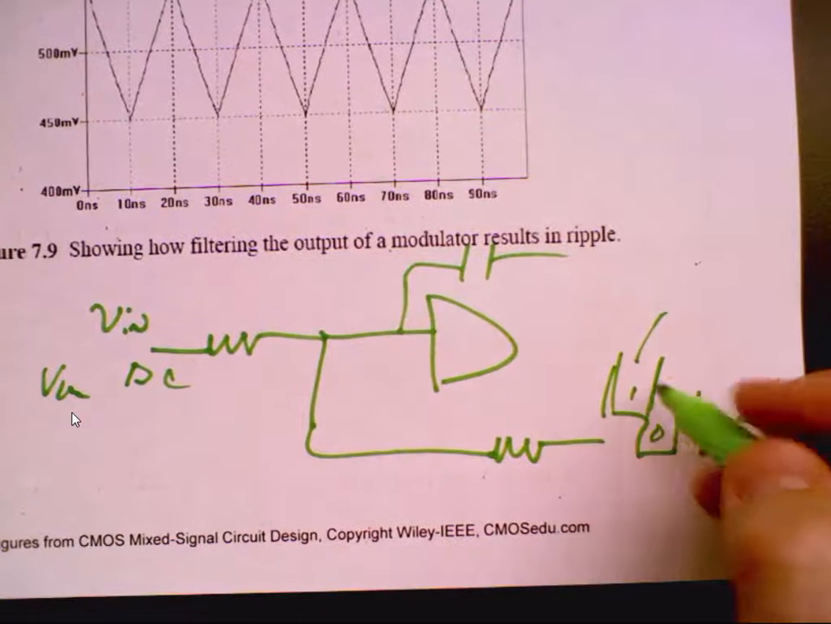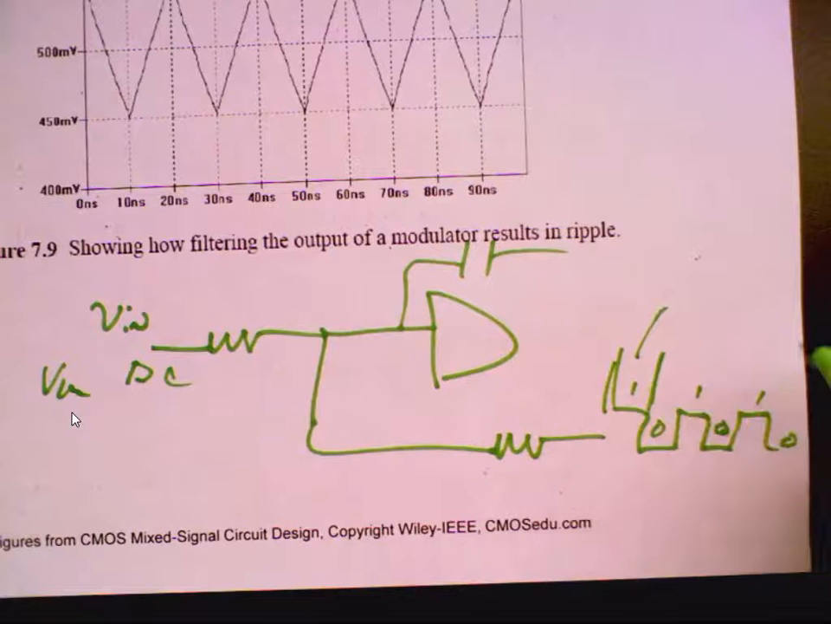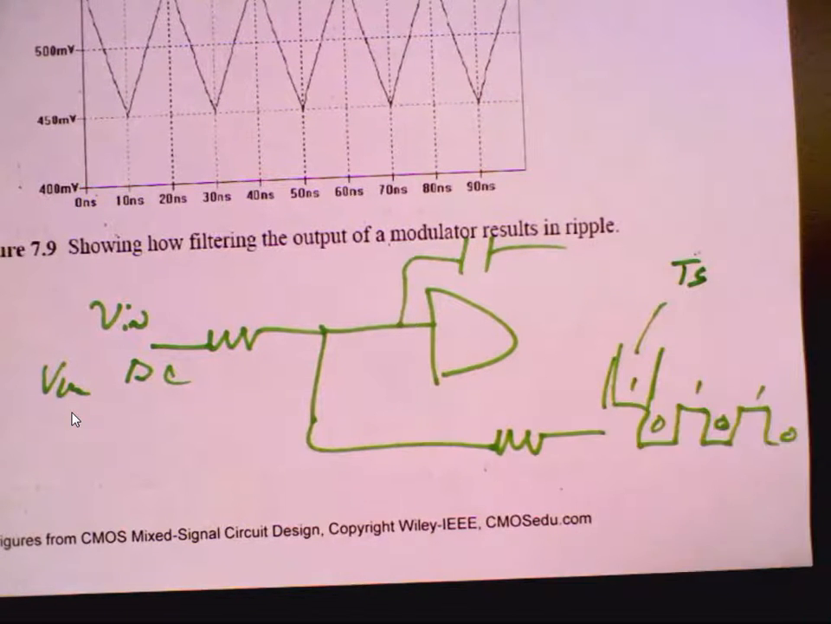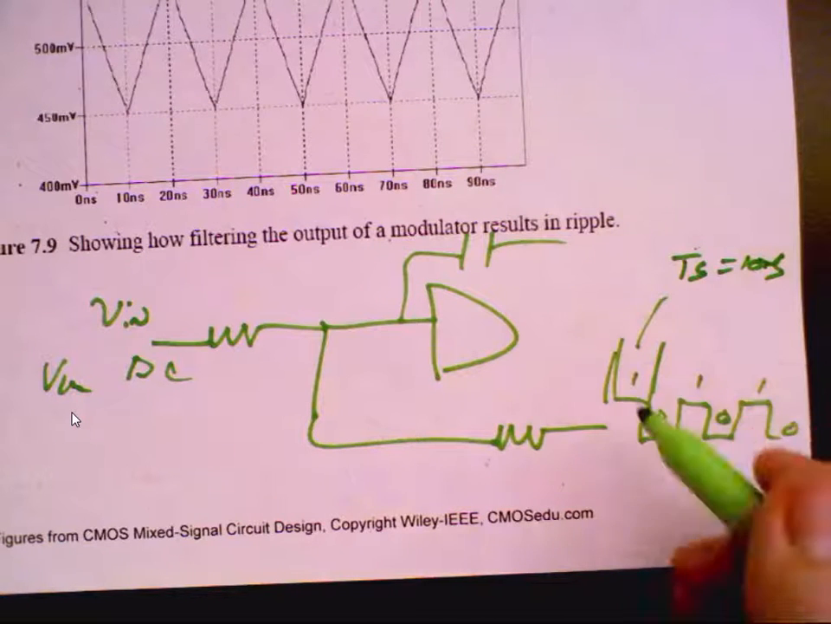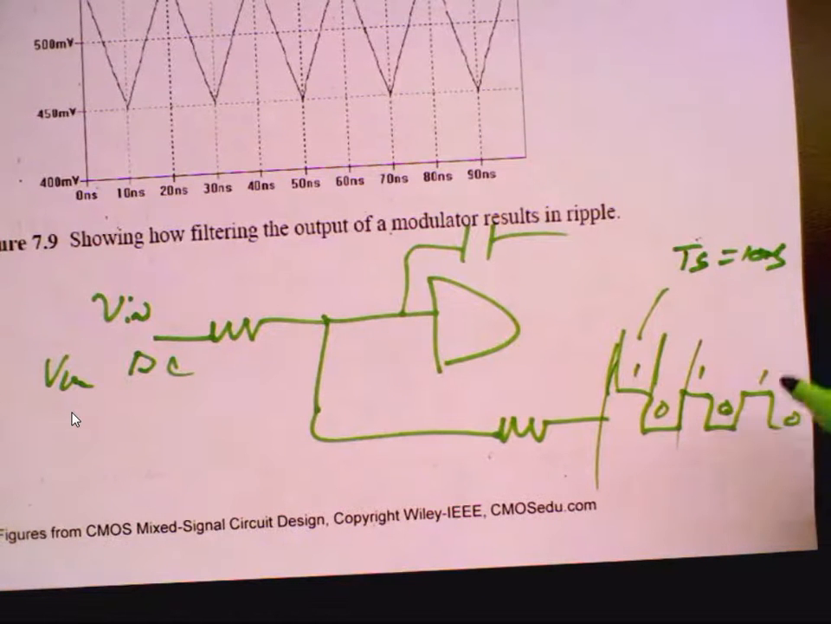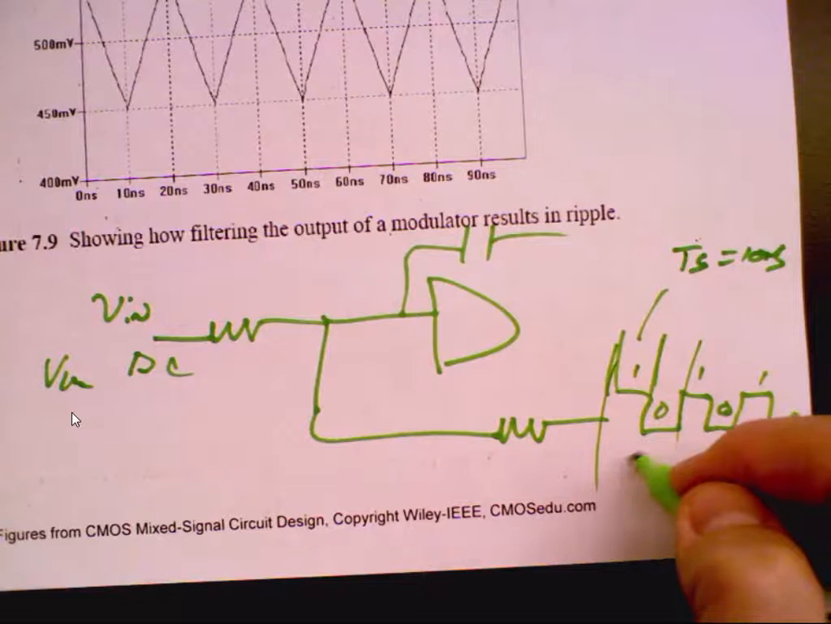Wait a sec, what's the length of the 1? How often are we clocking that comparator? Every TS, right? Does everybody agree with that? So if TS is 10 nanoseconds, and I ask what the fundamental is that I would see in my spectrum, it would be 2 TS, or 50 megahertz, right?